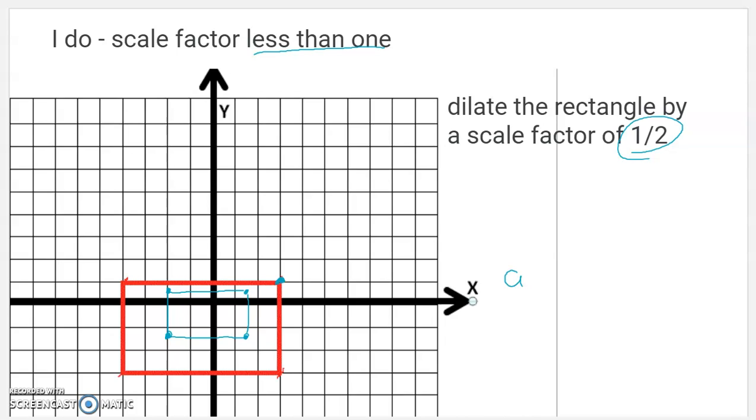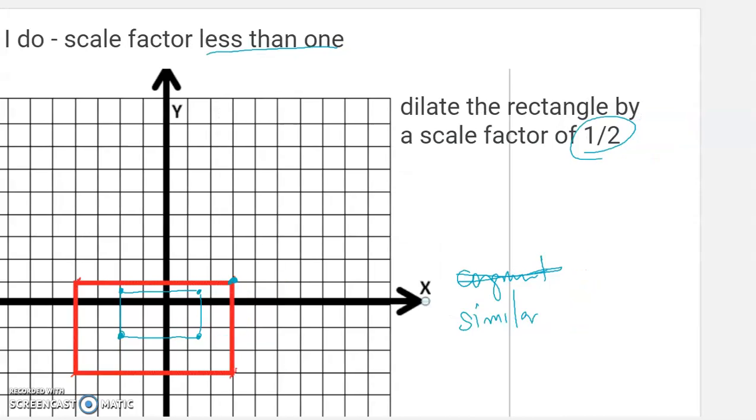So again, that is not a congruent rectangle to the original. The other 3 transformations, you get always the same figure. This is a similar rectangle. Similar means it has the same angles and the sides are in ratio to each other. They're all half as big as the one above it. So it's similar. So that's how it works.